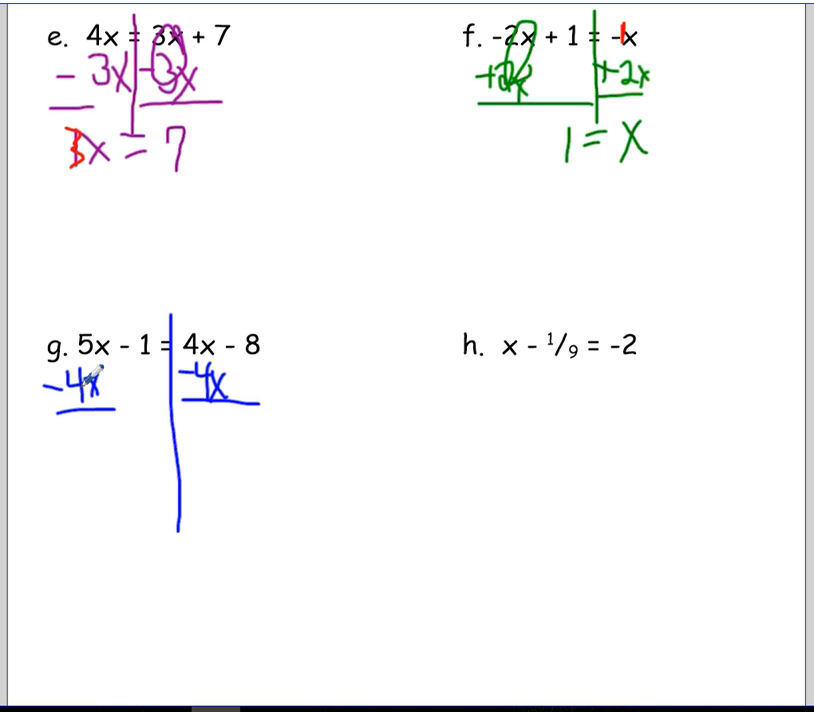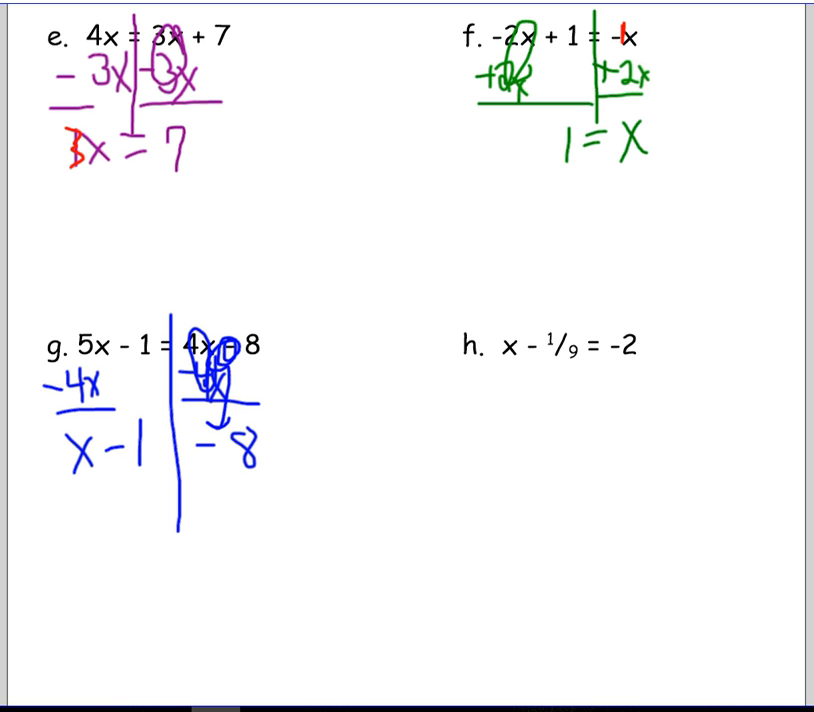And notice I lined it up to where the x's are above each other, so I don't get confused by trying to combine like terms that aren't really like terms. 5 minus 4 is 1, so we have a single x here. We'll drop down our minus 1, and then I'll drop down our negative 8. Again, be very careful that you're not losing that subtraction sign into your problem.